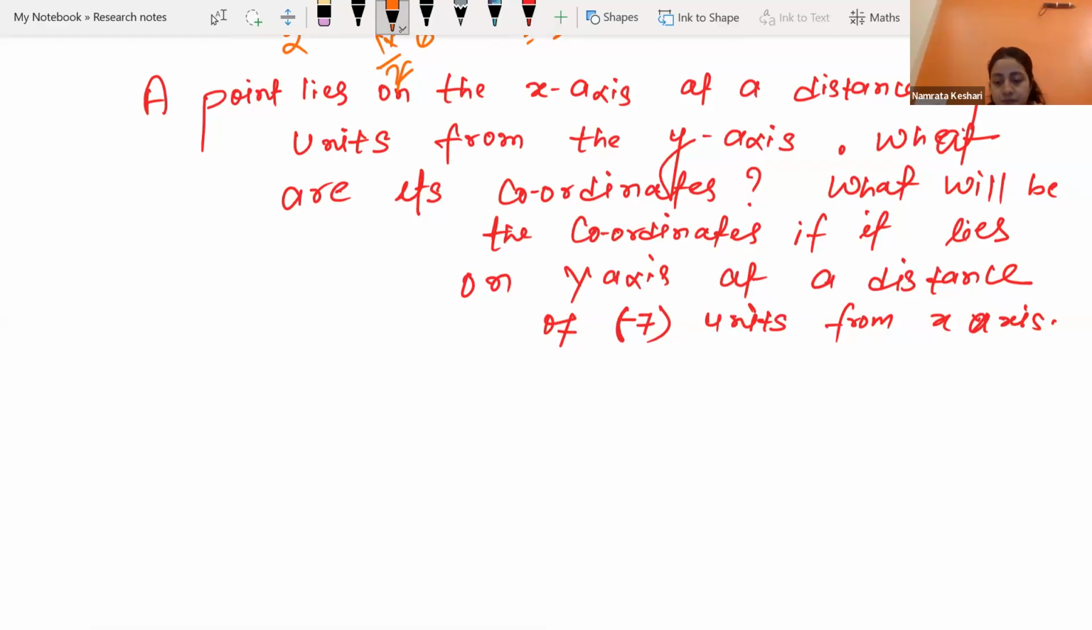For the first one, the coordinate is (7, 0), and the second one is (0, -7). Everyone, are you getting the same? Yes, ma'am.